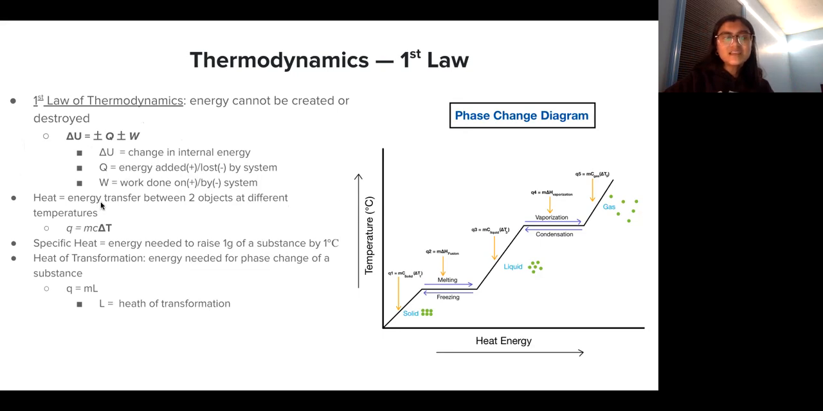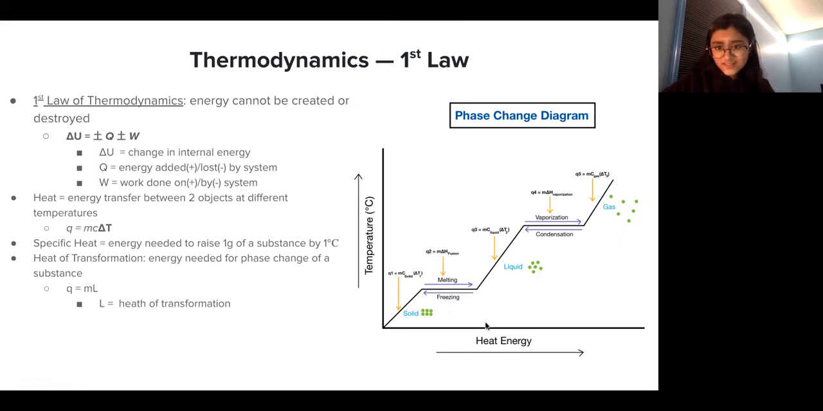And then moving on, heat is going to be the energy transfer between two objects at different temperatures. This formula hopefully is a little bit easy to remember. It's Q equals mcΔT. And you'll probably use this formula in relation to these phase change diagrams. So m is going to be the mass of the substance. c is going to be your specific heat, which is the energy needed to raise 1 gram of a substance by 1 degree Celsius. And then delta T is your change in temperature.